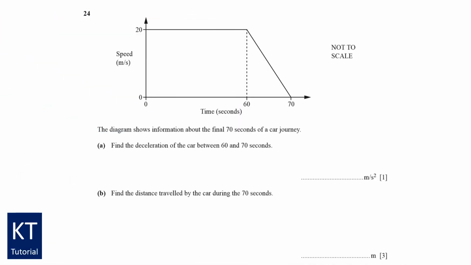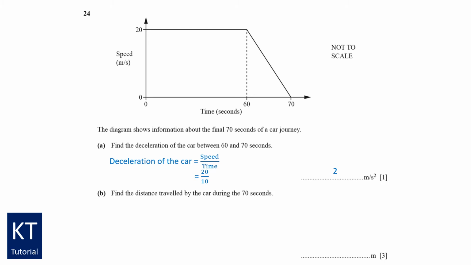Question 24. The diagram shows information about the final 70 seconds of a car journey. Find the deceleration of the car between 60 and 70 seconds. Deceleration, like acceleration, is equal to change in speed over time, which equals 2 meters per second squared.